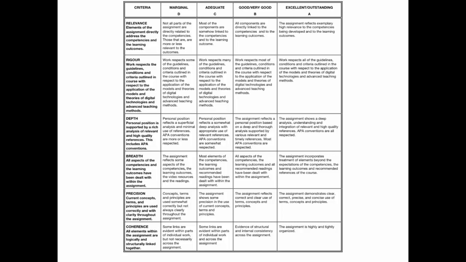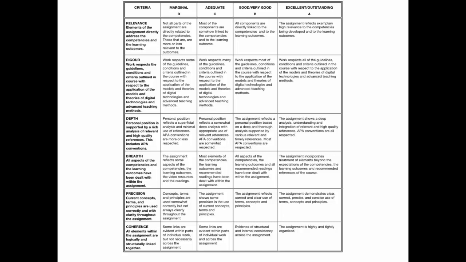The second criterion is rigor. In the case of the collective concept definitions assignment, rigor means to which extent your work respects the guidelines, the conditions, and the criteria outlined in the course regarding the realization of this assignment. The third criterion is depth, or the quality of the references you use to support your ideas and position regarding concepts discussed in the course. When citing references, APA conventions should be respected.